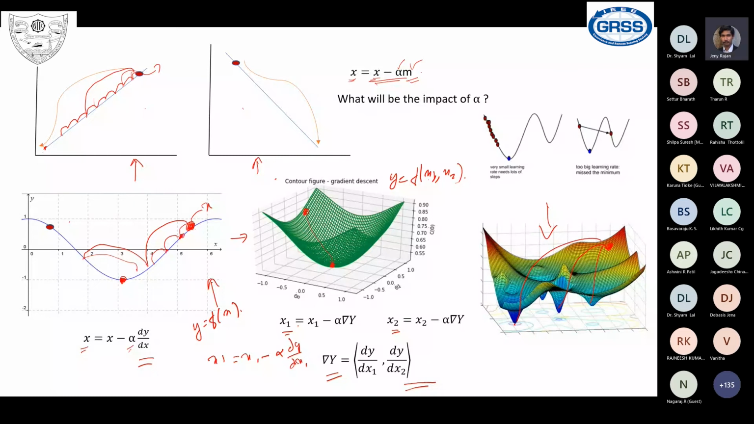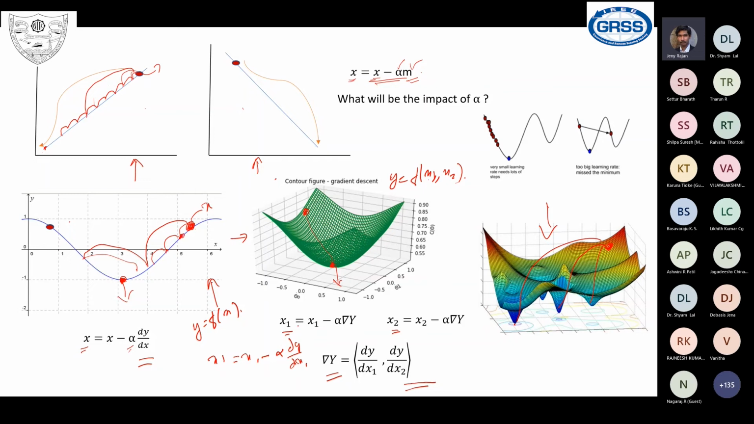So what are the characteristics of all these minima? What happens to the derivative at this point? The derivative will be 0, right? What about this point? The derivatives will be 0, right? ∂y/∂x1 and ∂y/∂x2 will be 0. So at these local minima also the derivatives will be 0.